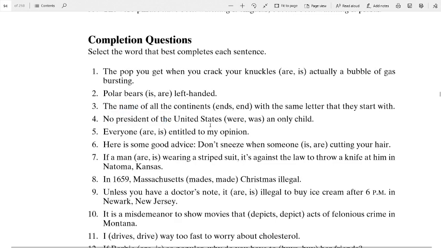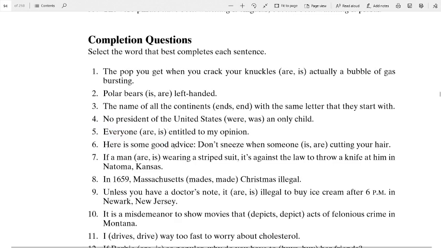No president of the United States. The sentence is starting with no. I already told you, if there is any negative subject, no, nobody, no one, that is always singular. Was an only child. Everyone, if there is every in the subject, that is entitled to my opinion.